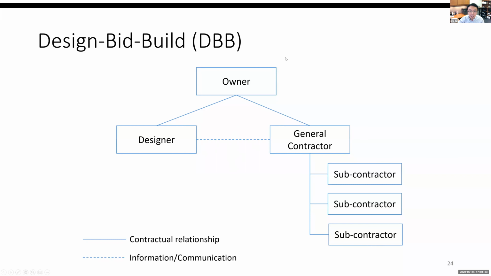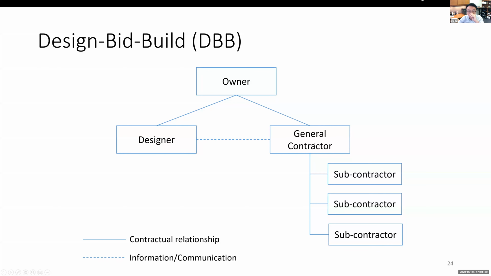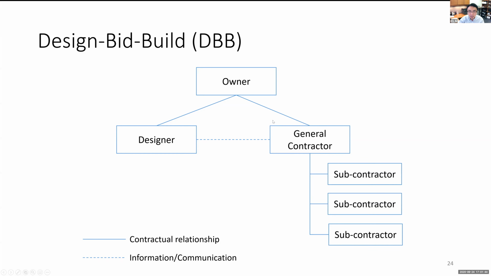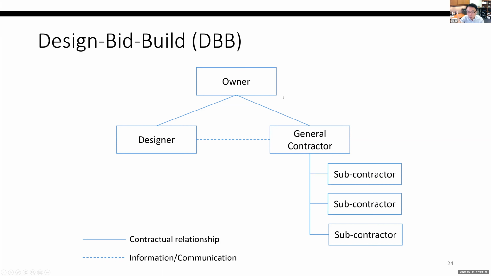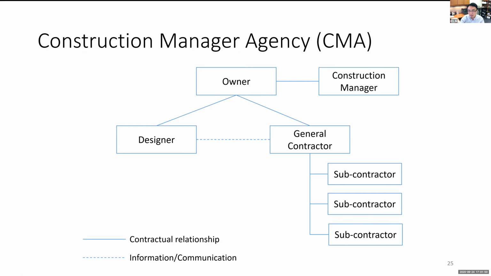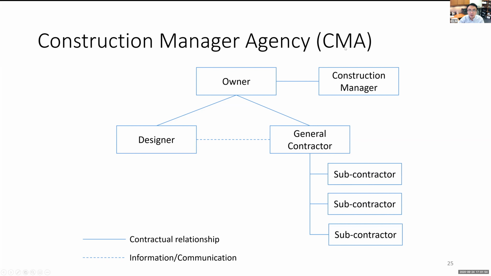And what happened here is, another problem here is the owner doesn't have any knowledge related to design to the general contractor. So that's why we start to see a lot of problems with DBB, this kind of contractual arrangement. So the solution the owners start to think about is to hire this consultant. This is something called Construction Management Agency or CMA.